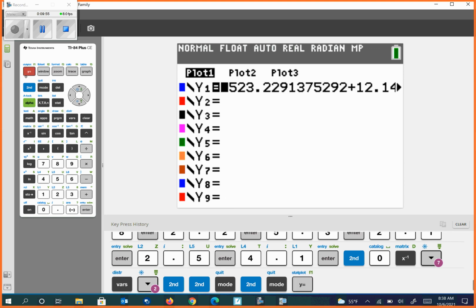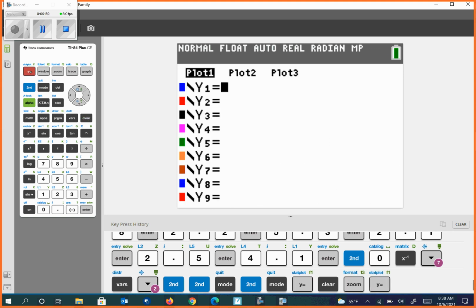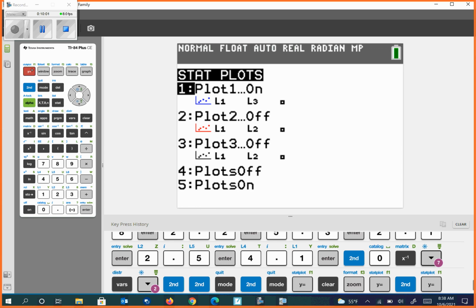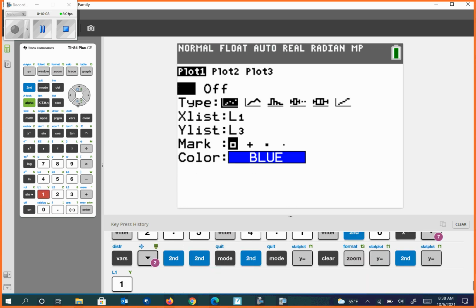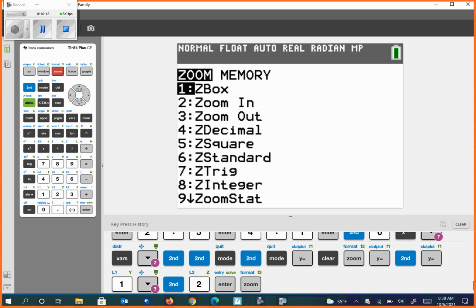All right. So then I'm going to go into y equals. I'm going to clear this out. I have to go back to my stat plot. Good, because I need list 1, list 2. This is all stuff I had done yesterday, so it kind of saved it. All right, and then zoom 9.